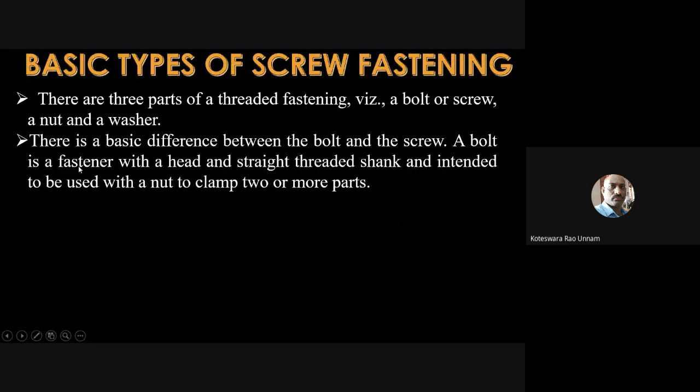So the basic difference between the bolt and the screw. A bolt is a fastener with a head and a straight threaded shank, intended to be used with a nut to clamp two or more parts. So this is the definition of a bolt. You might have seen bolts also. Definitely a bolt should have a head. Without a head we can't call it a bolt. We'll call it a stud. There is one more thing that we'll discuss later. So a bolt will have a head, then a straight threaded shank.